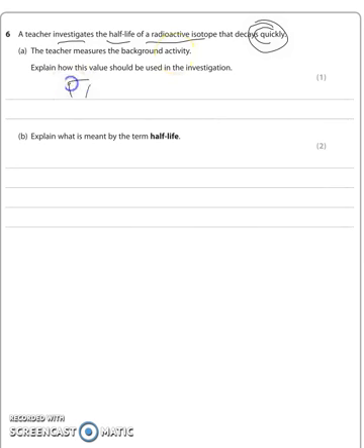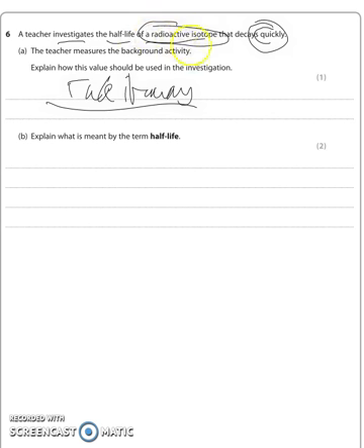You should take it away from the values that you read, because this is background radiation. This is extra radiation that you'll measure on top of the radiation from the radioactive isotope. So you need to take the background away from the measurements that you'll take in order to get the radioactivity of the isotope.